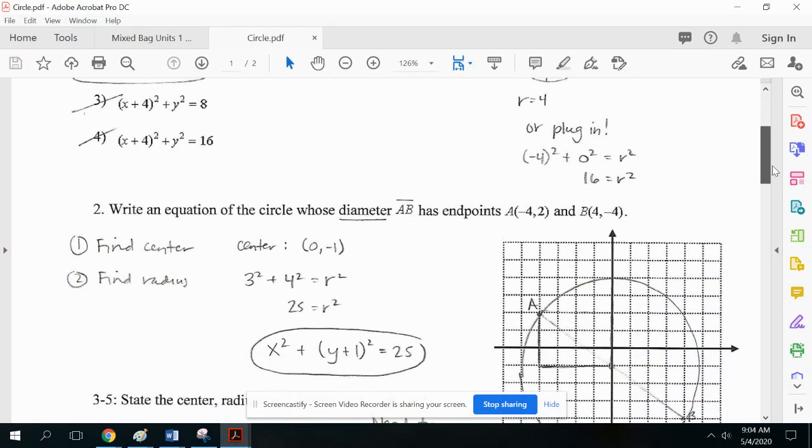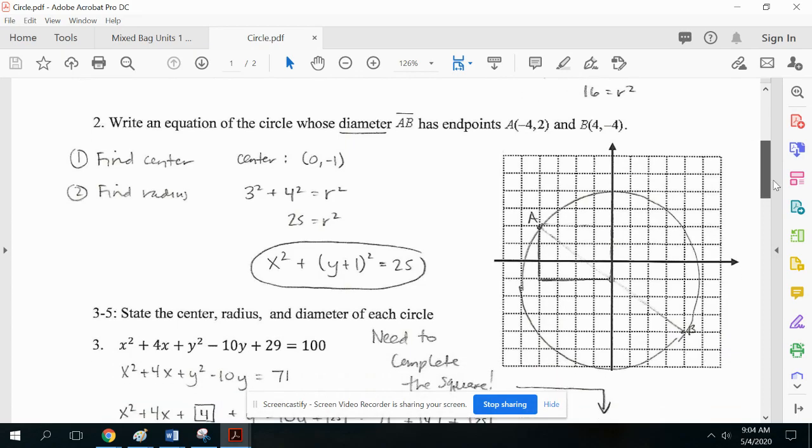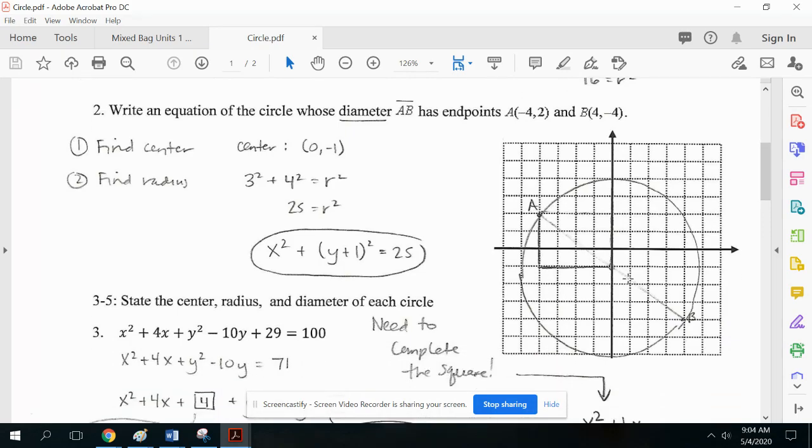For the next equation, they gave you the diameter, so it has specific endpoints. The key to this is find the center first, then find the radius. So I connected those endpoints. I drew a little circle just to have that visual. I looked at slope. I went down 3/4, down 3/4. So my center, or the midpoint, is definitely at 0, -1.